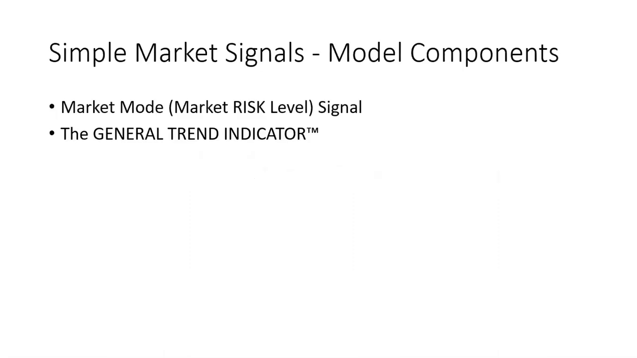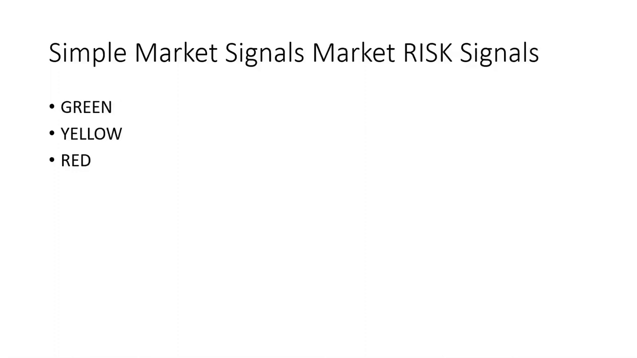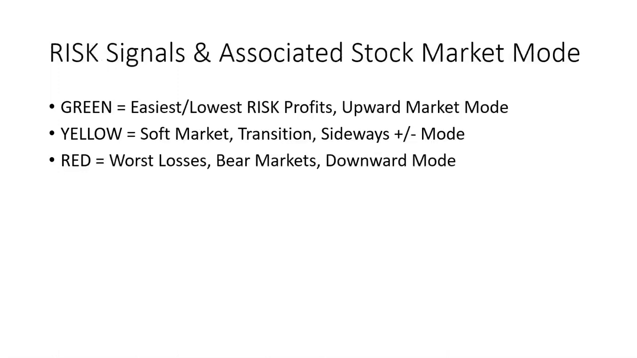There's the risk mode, the market risk level signal, and then there's the general trend indicator. Let's start off with the simple market signals risk signals. The simple market signals risk signals, the market mode signals, are simply green, yellow, or red. When the signal is green, this is when you're going to have your easiest, lowest risk profits, and this is when the market is generally in an upward market mode. When the signal is yellow, this is when we have a soft market, and the market is generally sideways to slightly up or down in a yellow signal environment.